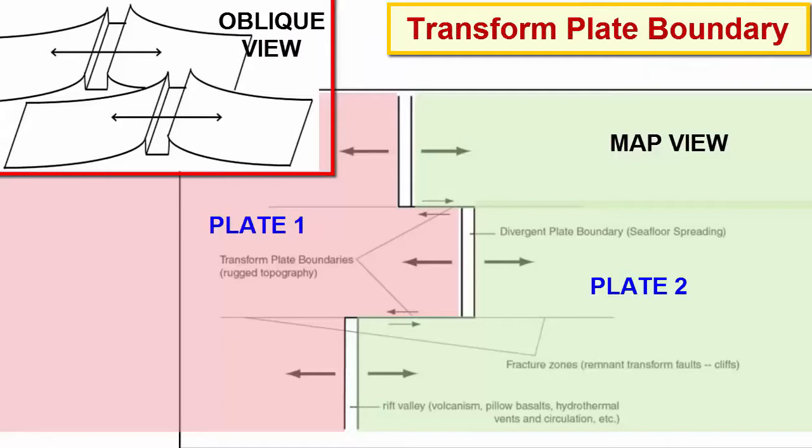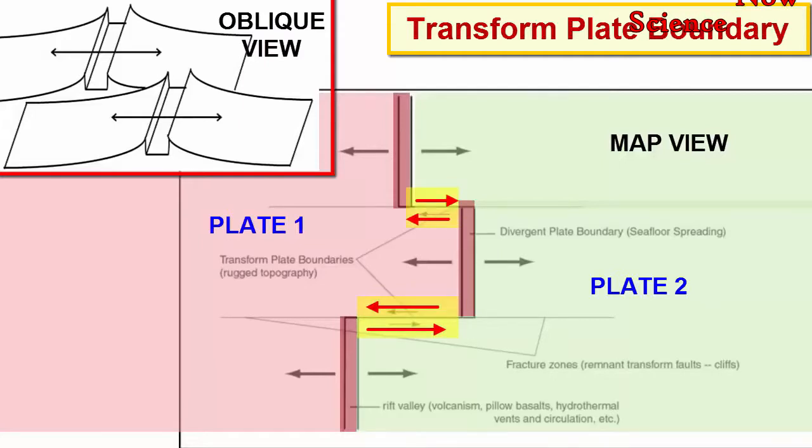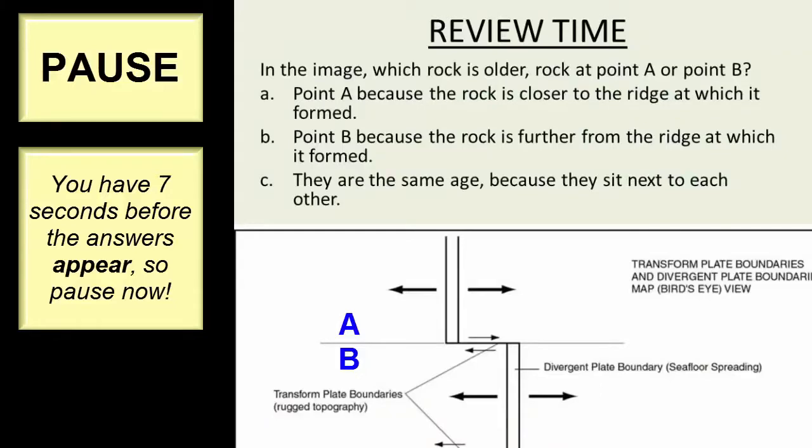As this image shows, there are two plates, but in these zones the boundaries are divergent. In these zones, the boundaries are transform. Let's test our understanding with a few questions. Where is the youngest rock in this image? Let's put a Y there. Where is the oldest rock? Let's put an O there. How do points A and B compare? Pause now.